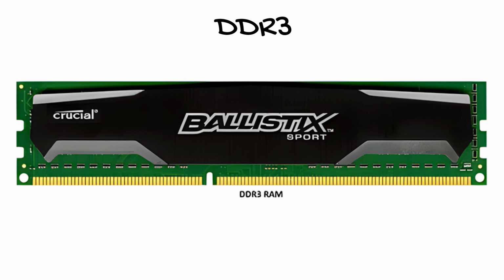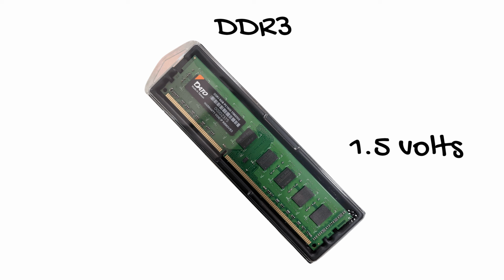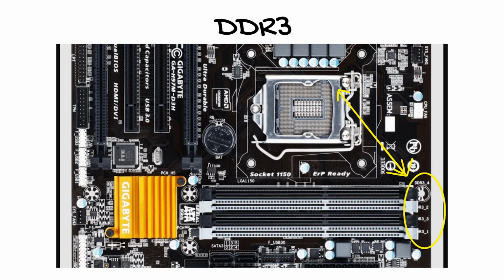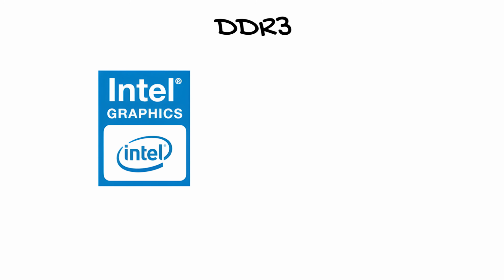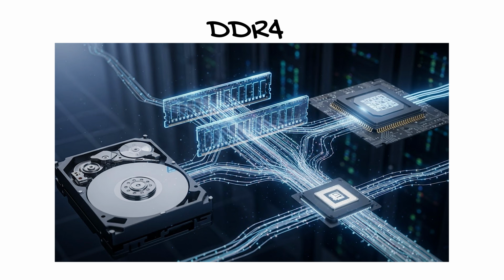DDR3, year 2007. DDR3 was the generation that truly made computers popular for everyone. With energy efficiency, it dropped the voltage to 1.5 volts. This was a revolution for laptops, allowing batteries to last for hours instead of minutes. Another huge contribution was dual-channel technology. This allows 2 sticks of RAM to talk to the processor simultaneously. This is vital if you use a PC without a dedicated graphics card, as integrated graphics rely on RAM to function.